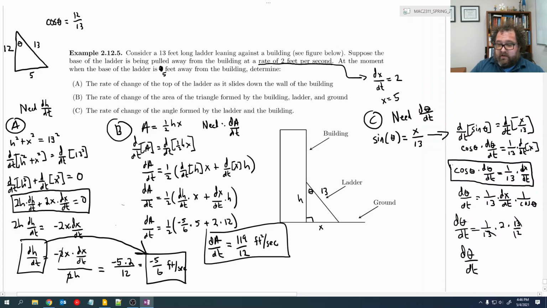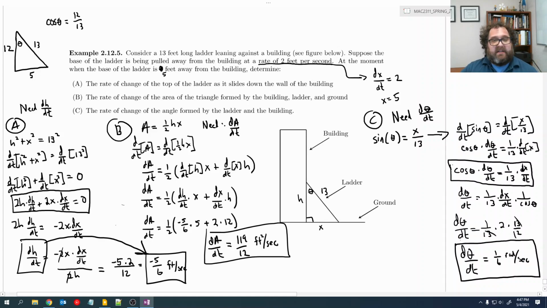So 2 over 12, and we need to give our units, of course. 1 over 6. Angle would be radians, so radians, and we're talking about seconds. So there's your quintessential ladder problem, the related rates exercise that every calculus textbook out there uses, usually as an example. So I had to continue the tradition.